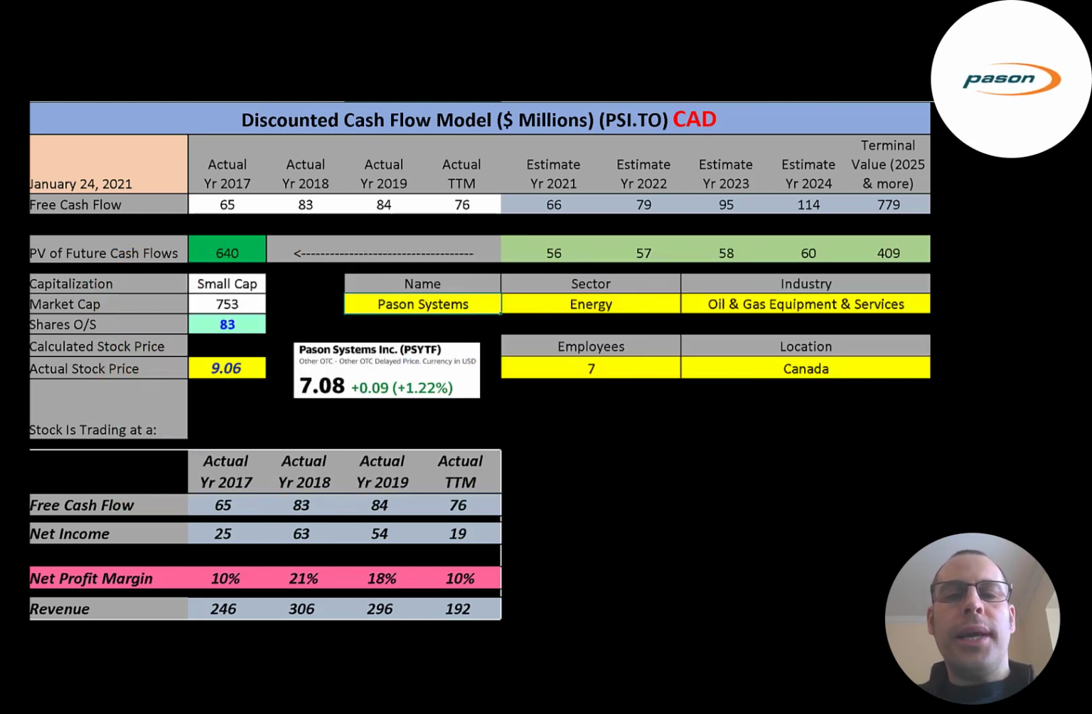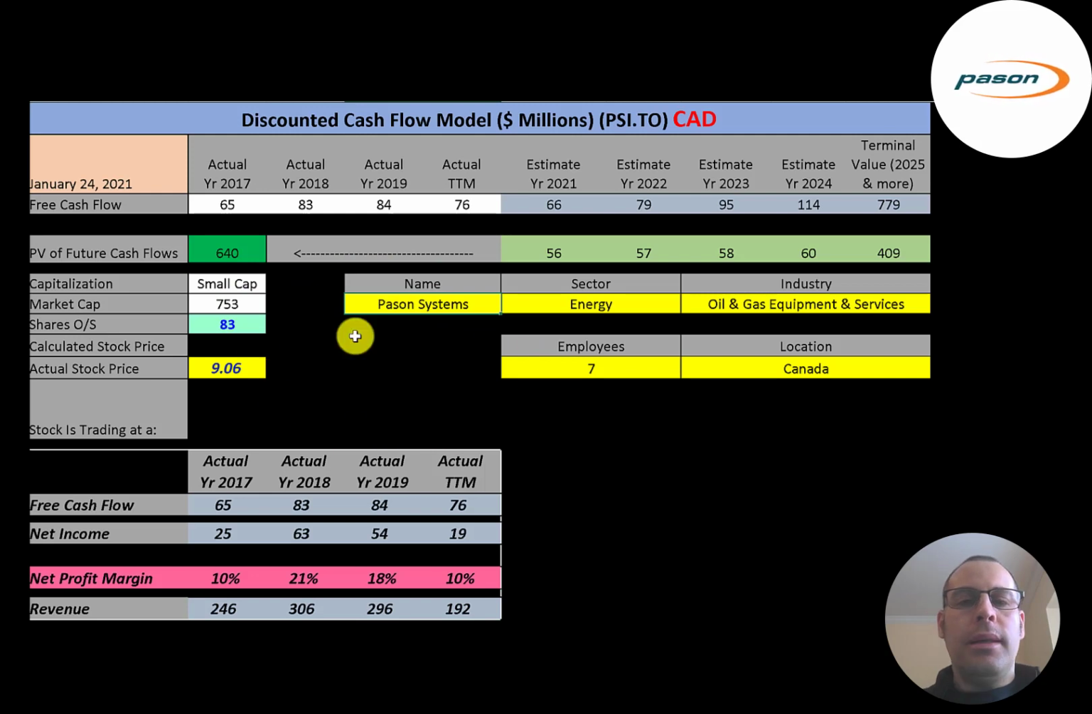We're going to look at the ticker that trades on the Toronto Stock Exchange, so all the numbers are in Canadian dollars. But the company also trades in the United States over the counter. The ticker is PSY.TF. Let's get started with the model. This is a small cap company, $753 million market cap. They're trading at $9 a share, and they have 83 million shares outstanding.